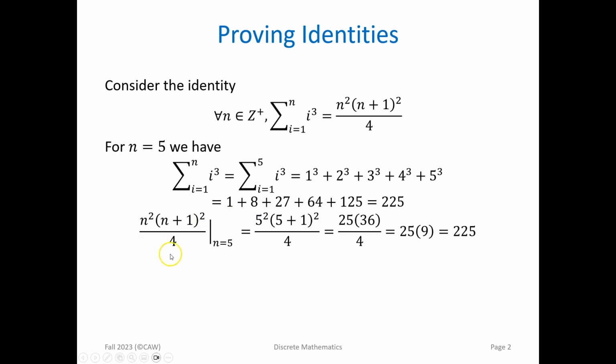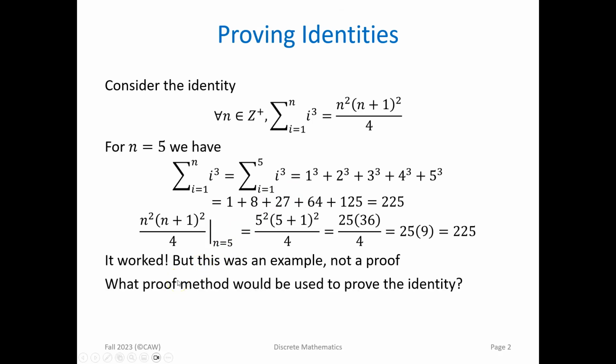But let's look at the explicit formula. Let's substitute 5 for n. We'll get 5 squared times the quantity 5 plus 1 squared, divided by 4. Well, that's 25 times 36 divided by 4, 25 times 9. And the final total is 225. So that agrees with what we got from the summation. It worked. But this is an example, it's not a proof.